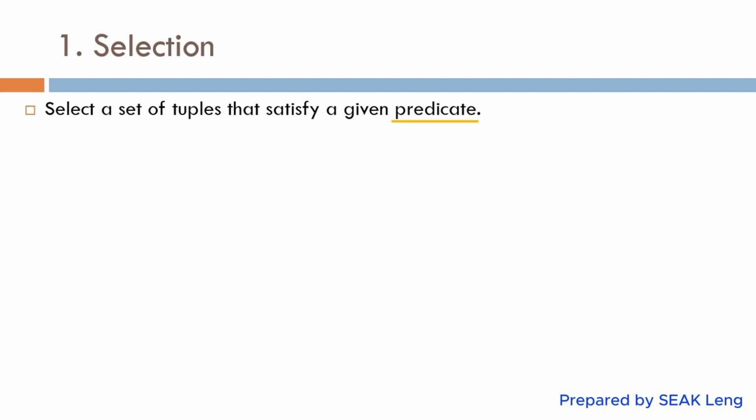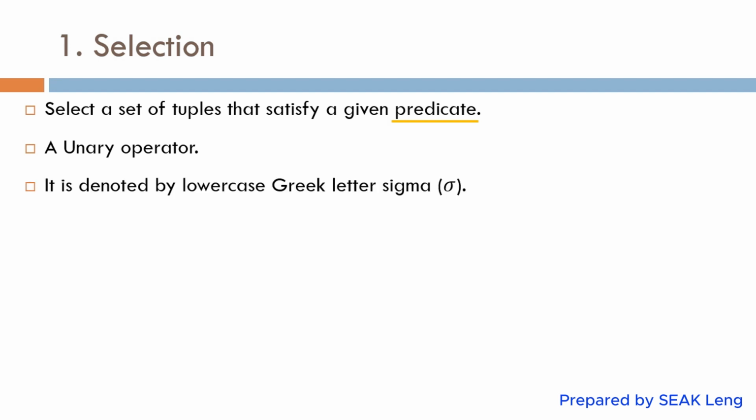So salary higher than 2,000 is a predicate. It is a unary operator, which is an operator that requires only one relation as an input. It is denoted by the lowercase Greek letter sigma. The symbol here, which we call sigma, is used to write the selection operator in a relational algebra expression.